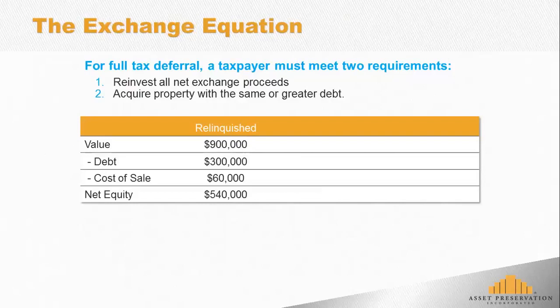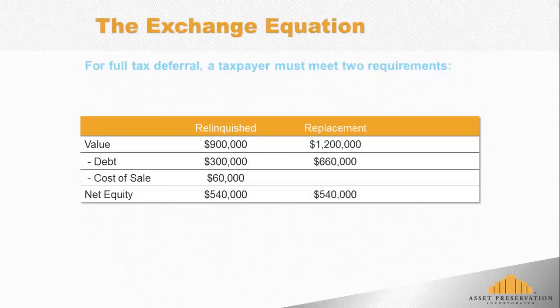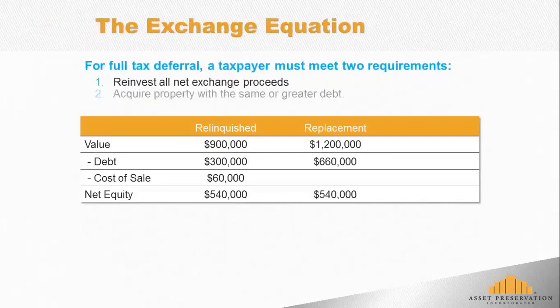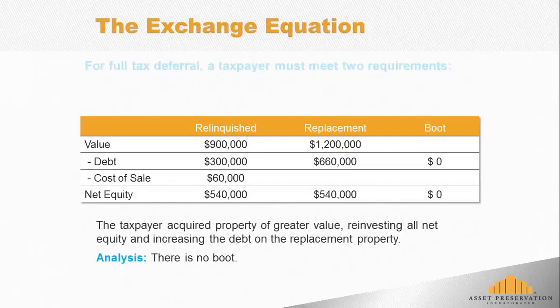The taxpayer purchases a replacement property that is $1.2 million. Their debt of $300,000, they replace it with $660,000 of mortgage on the replacement property. So there's no mortgage boot. They reinvest all of their net equity, the $540,000. So this is a situation where a taxpayer has no boot at all. So this is an example of full tax deferral.